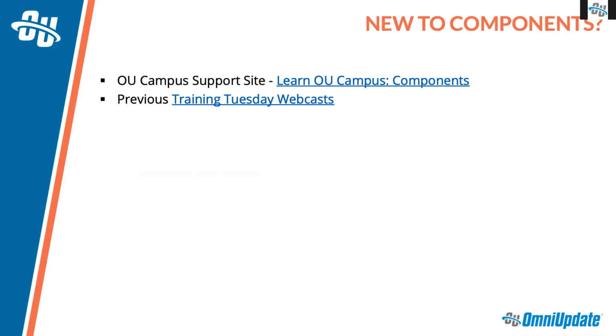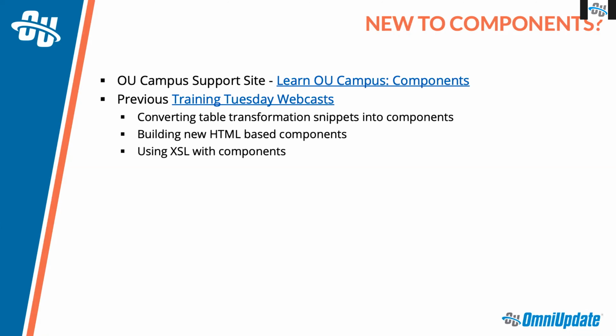Additionally, we have done some previous Training Tuesday webcasts specifically on components. So that link there will actually take you to our Training Tuesday page where you'll be able to see all of our previous Training Tuesdays. In those previous webcasts, we've done a whole bunch of different things, including showing you how to convert your table transformation snippets into components, how to build brand new ones using HTML as a base, and how to use XSL with them. So we're not going to dive into any of those today because those resources are available to you. So there's some additional viewing for your viewing pleasure there.